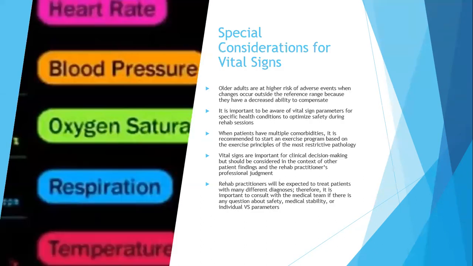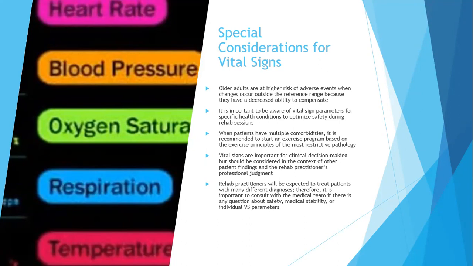Other considerations for vital signs: older adults are at a higher risk for adverse events when changes occur outside the vital sign reference range because they have a decreased ability to compensate. Older adults also don't have the same temperature profile as younger adults. So something that might make a younger adult's temperature go up is not going to have that effect on an older person, and they're going to have a different kind of effect. So it's really important to be aware if you're working with elderly people that they have a decreased ability to compensate for changes in vital signs.